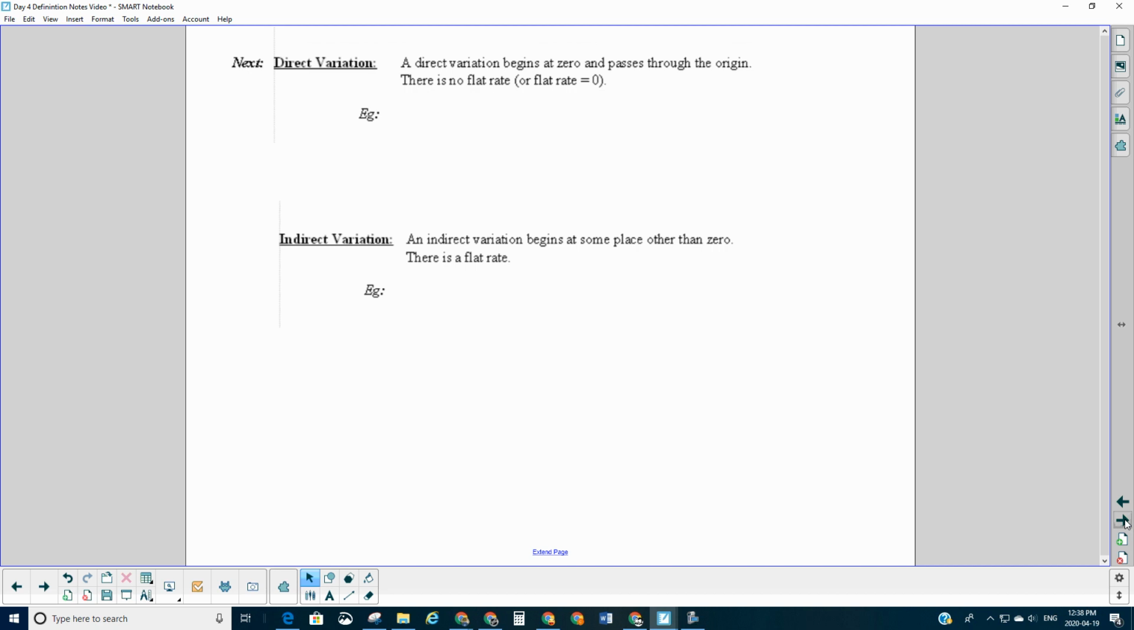Finally, we can describe relations between variables as direct variation or indirect variation. So a direct variation begins at zero and passes through the origin. There's no flat rate. And indirect is the opposite, where it begins someplace other than zero and there is a flat rate. Again, an example is a better way to describe these variations.